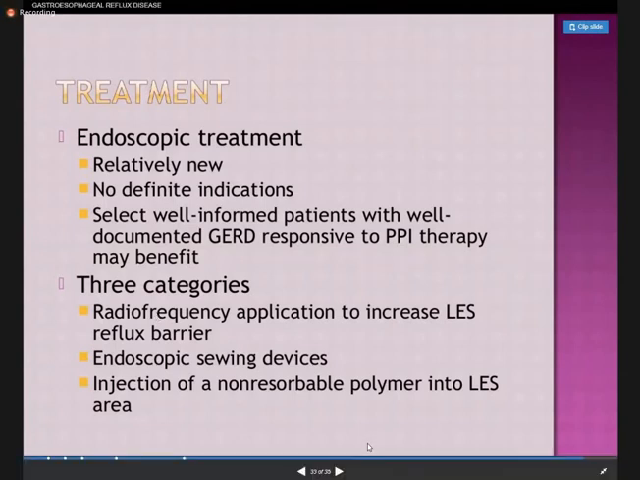Sewing devices are being used. There is another, which is called the clipping device, and the clipping device is now more and more being used.